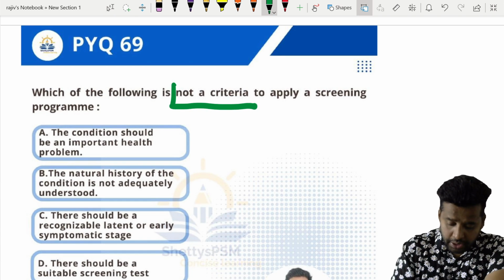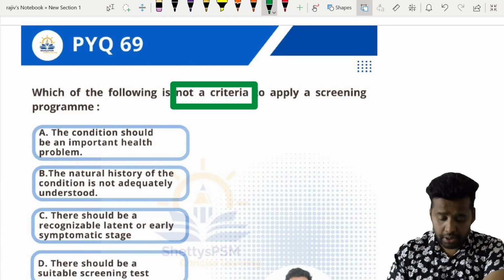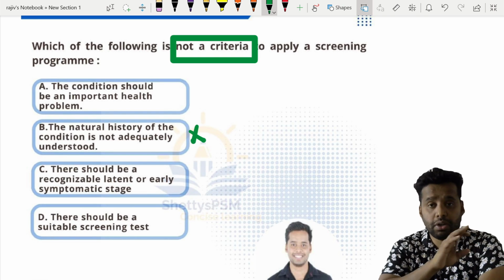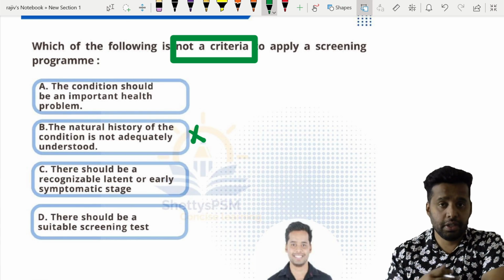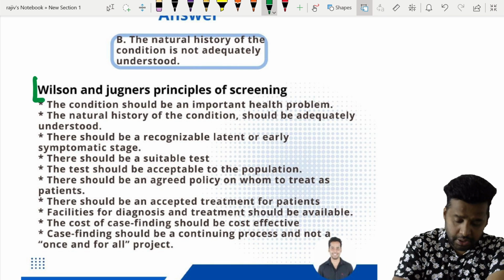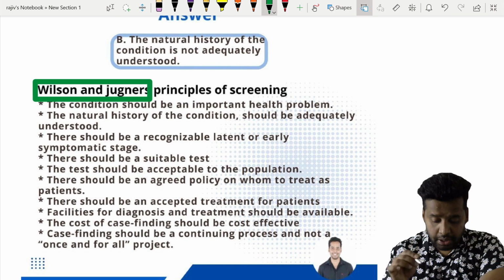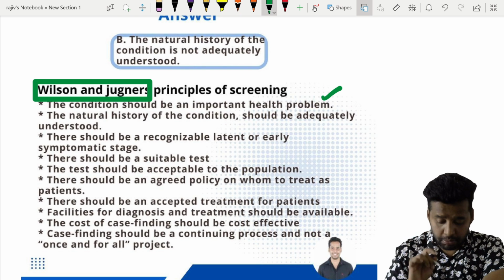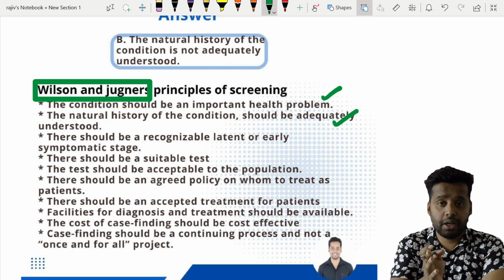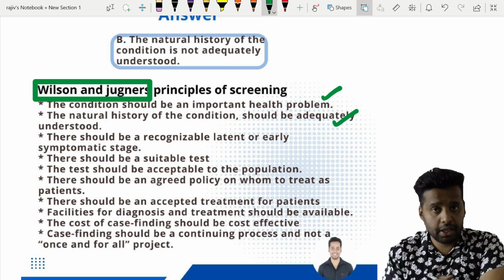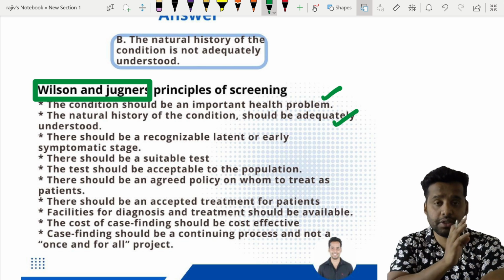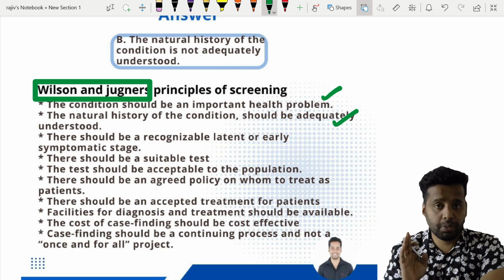Which of the following is not a criteria to apply a screening program? Option B is wrong. Natural history of the disease is not adequately understood. No, it has to be understood, then only screening is more beneficial. Who gave this criteria? See here, it is Wilson and Jungner's criteria for screening. The disease should be an important public health problem. The natural history should be understood properly, then only will I come to know where I have to put intervention, when the patient will get advantage, whether I am doing screening at stage 2 or stage 3. That idea should be there, that is course of the disease has to be properly understood.